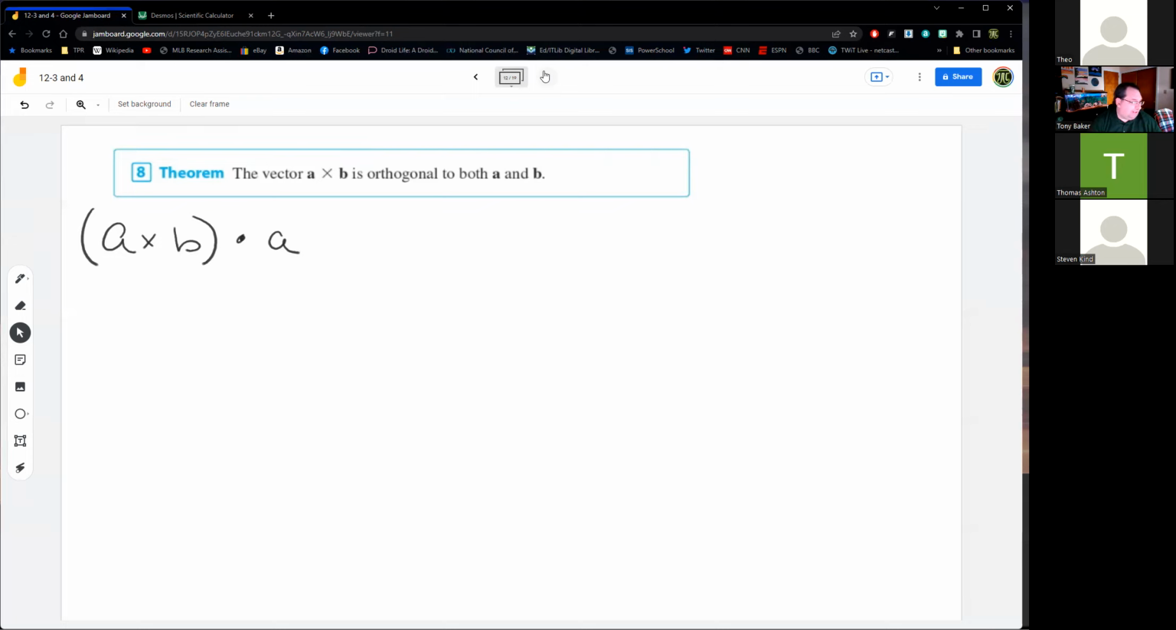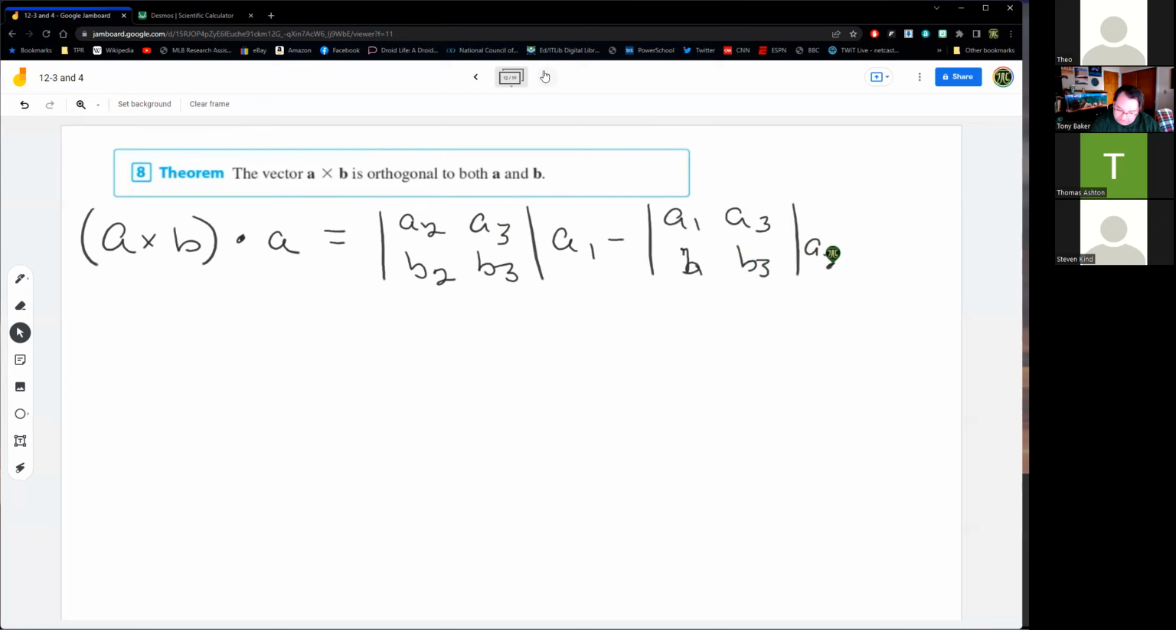So the first thing, in essence, we're going to do is the determinant of A2, A3 over B2, B3, and that's times A1, minus A1, A3, B1, B3 times A2, plus A1, A2, B1, B2, and that was all times A3 because I can't write it over there.